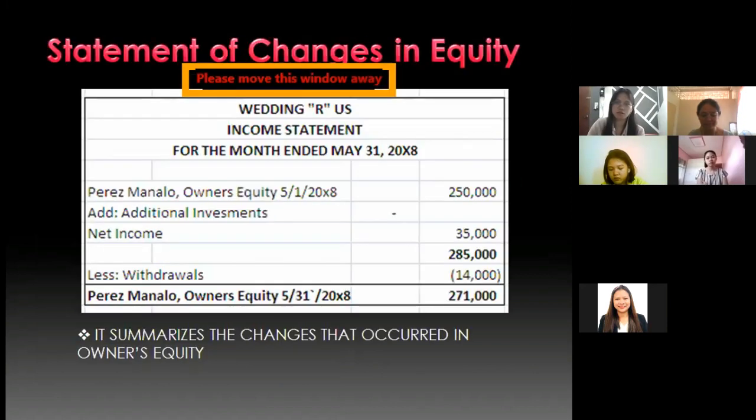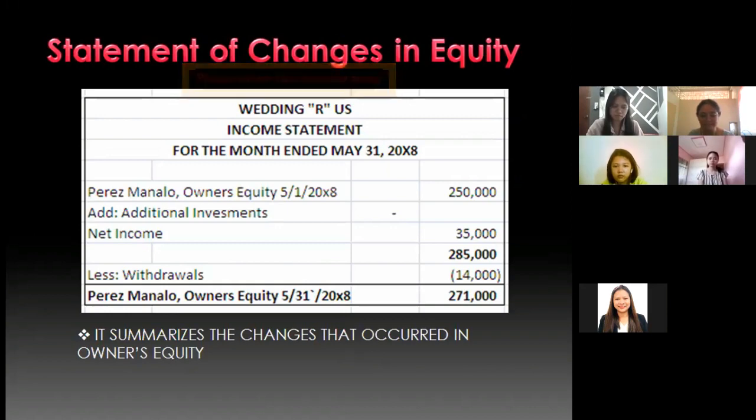So, another financial statement is the statement of changes in equity. So, statement of changes in equity, it summarizes the changes that occurred in owner's equity. Pinapakita nito yung updated na ending balance o yung share ng capital account ng owner ng business. Pinapakita kasi ng statement of changes in equity kung magkano yung investment, magkano yung nagdag out of profit ng business o magkano nabawas out of withdrawals or losses ng business.